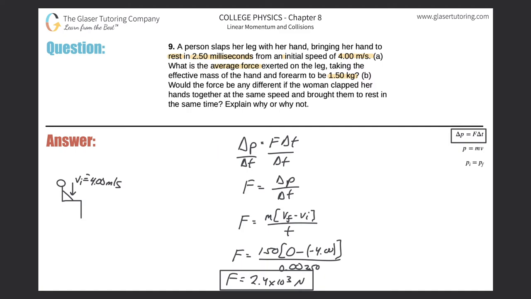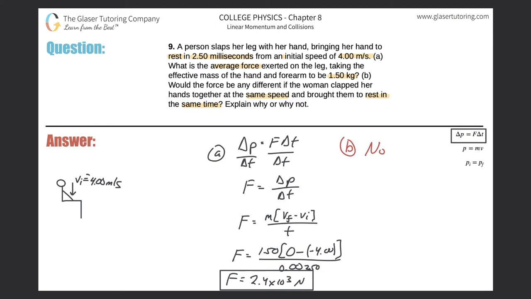Let me just change the color. Letter A, and why don't we now take a look at letter B? Okay, let's see what we got going on. Would the force be any different if the woman clapped her hands together at the same speed and brought them to rest in the same time? Explain why or why not. So the answer: would it be any different? No, it would be no different.